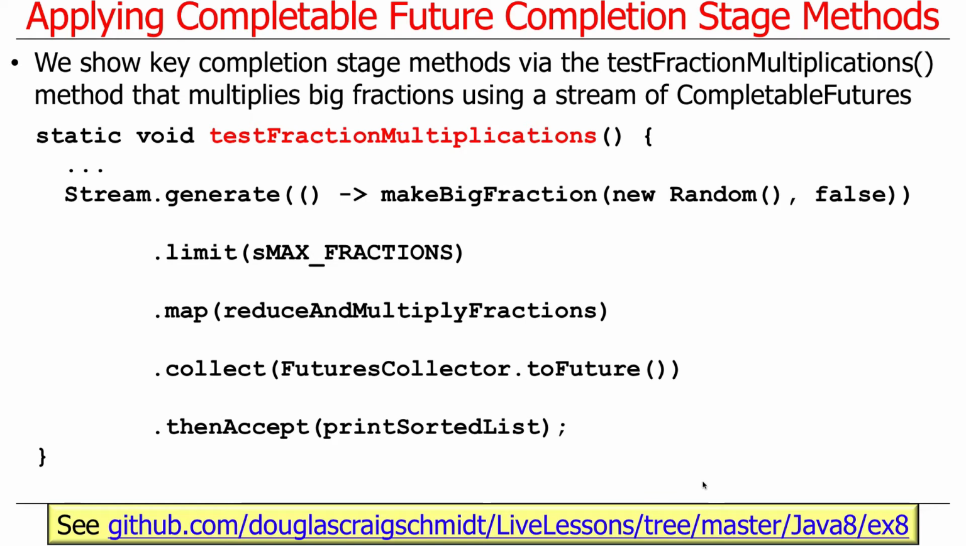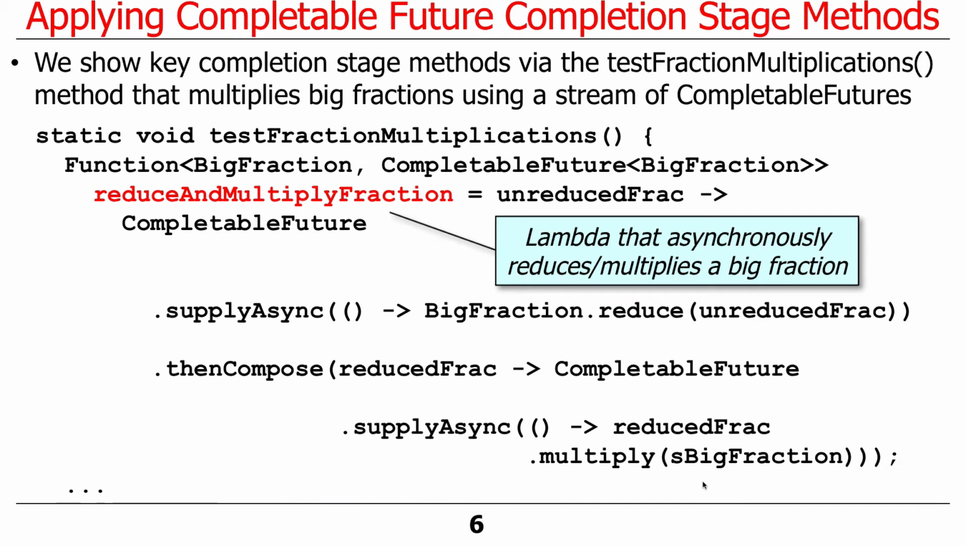Okay, so here's the example. This file has lots and lots of methods in it. I'm just going to focus on one of them called test fraction multiplications. It uses completable futures and streams and a bunch of cool things. So here's how it starts out.